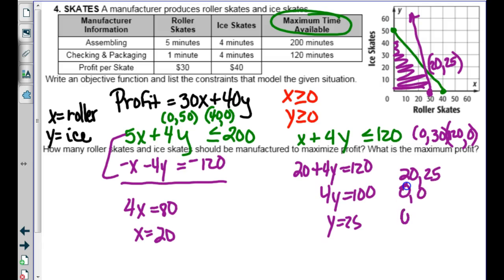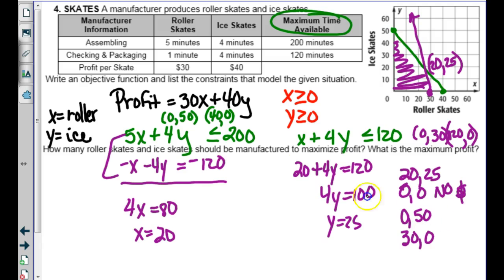All right, so the boundaries are (20, 25) and what else? (0, 0), (0, 50), and (30, 0), not (40, 0), right? Can't go out that far. Okay. So here's our profit, 30x plus 40y. I don't think we're going to maximize the profit at (0, 0), do you? No. That would be 0 profit.